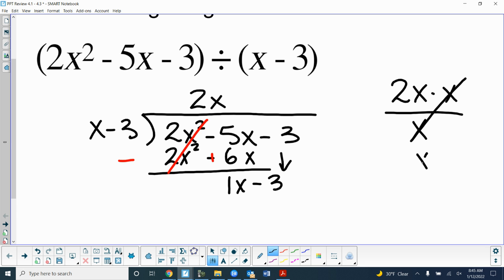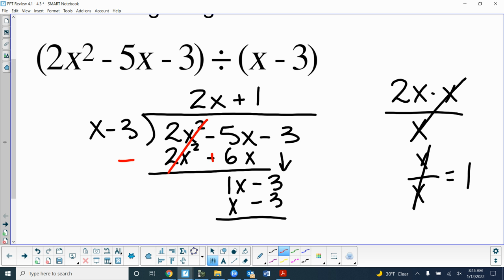What's x divided by x? What's anything divided by itself? Not itself, 1, right? So I put plus 1 up there because it's positive x, right? So now I go 1 times x and 1 times negative 3.